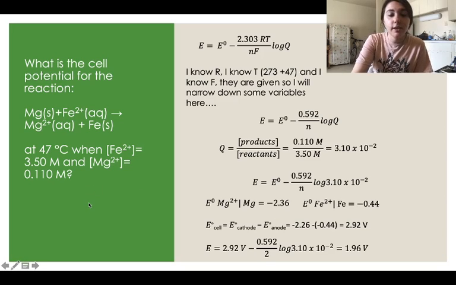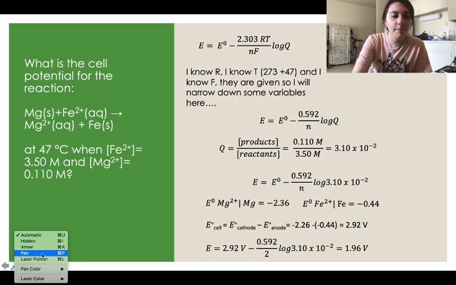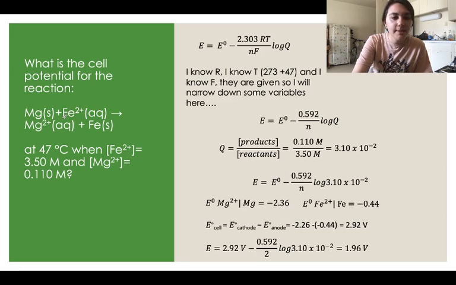Okay, and the final thing I wanted to show you is using cell potentials, because these are quite tricky. But the thing that I want to note here is I see my reaction, and I see that my Fe2+ is a reactant and my Mg2+ is a product. And so I do know that Q is in here, and Q is a reaction quotient. So when I do my concentration of products over reactants, I'm going to do 0.110 molar divided by 3.5 molar. And that's going to get me my Q.